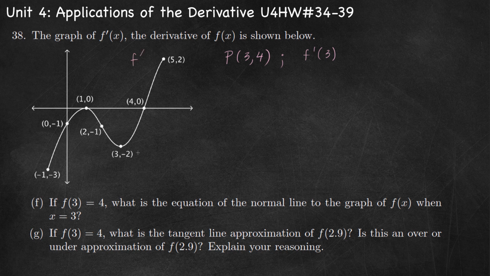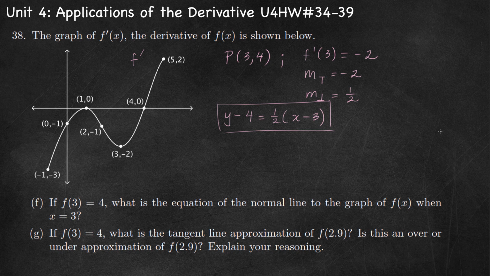So f prime of 3 equals -2. That means the slope of the tangent line is -2. So the slope of my tangent is -2, and that means the slope of my normal line, my perpendicular line, is positive 1/2. And then we can write the equation of the normal line. So it's y minus the y coordinate from my point 3, 4 equals the slope of the normal line, 1/2, times x minus the x coordinate of my point of tangency. So that's the equation of the normal line passing through 3, 4.